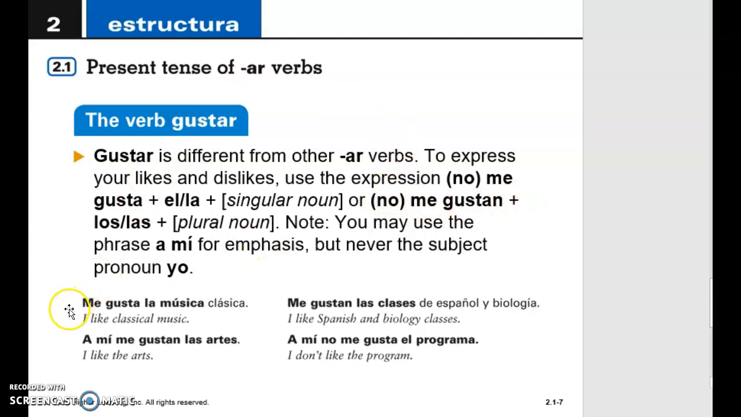And we have some examples in here. Me gusta la música clásica. I like classical music. I'm talking about one kind of music. That's why it's singular, and I'm going to say me gusta.